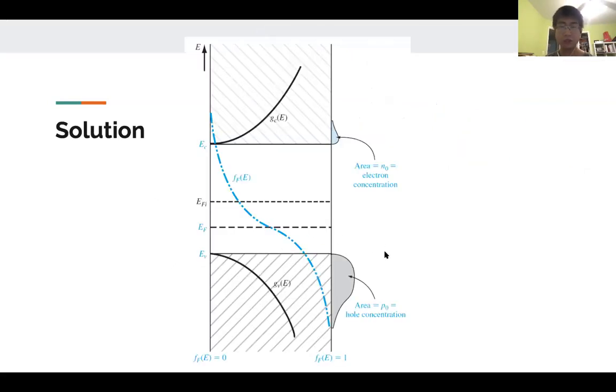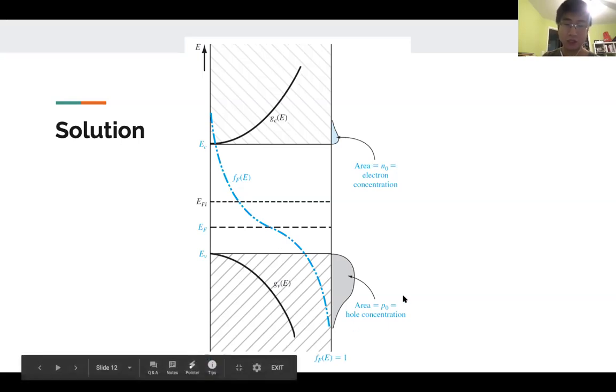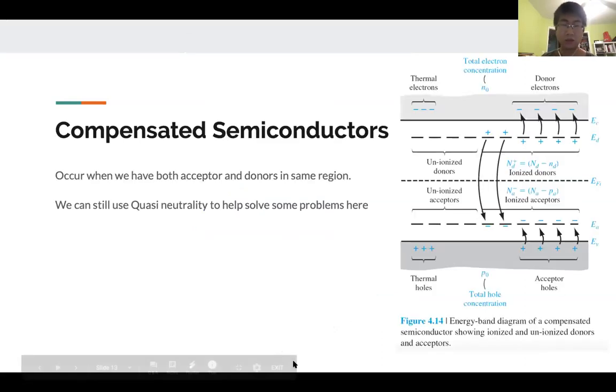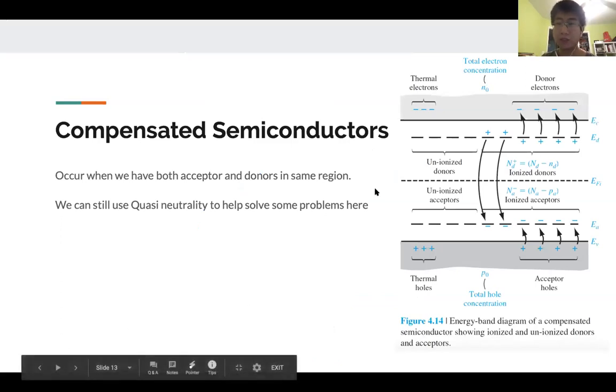So basically the solution should look something like this. What's interesting is that this is also in the Neamen textbook. And then what you would also draw is holes on the valence band and a bunch of electrons on the valence band as well. Before I move on, are there any questions?